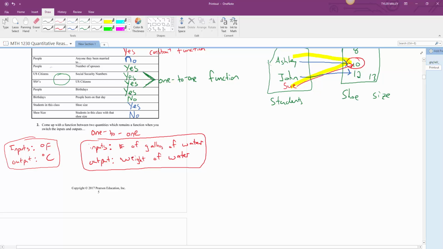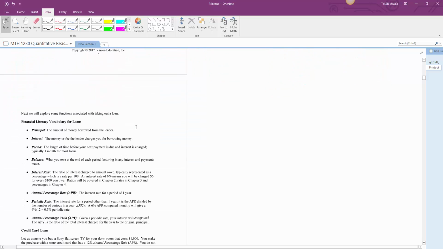So this would also be true. There are many different examples that you could think of here, as long as it can go both ways, be a one-to-one function. So you may have had a different example than mine.